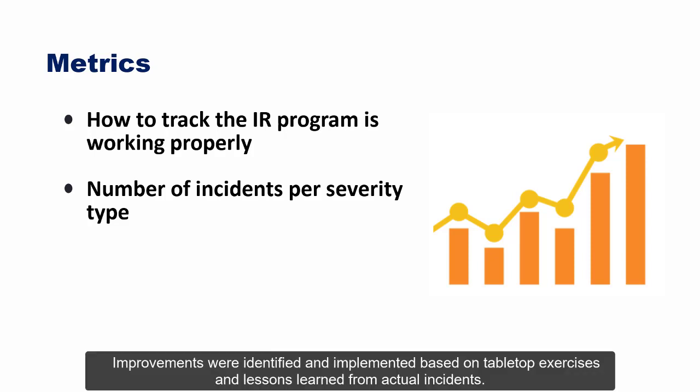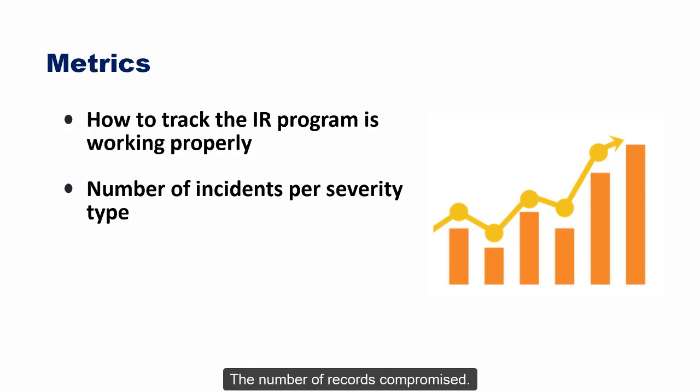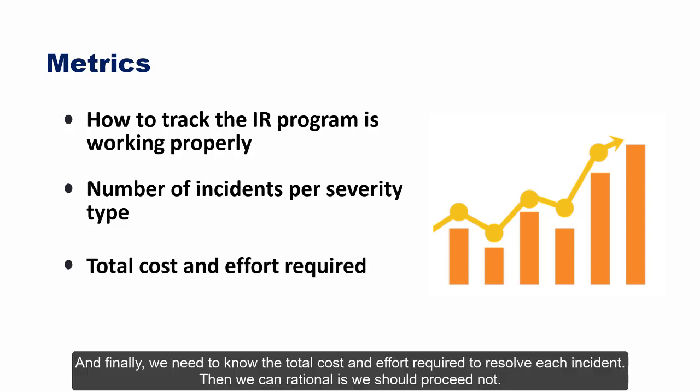to be met. Improvements were identified and implemented based on tabletop exercises and lessons learned from actual incidents. Number or percentage of employees receiving security awareness training, as well as any correlation between this and the number of incidents. The number of records compromised. The number of external people affected and notified. And finally, we need to know the total cost and effort required to resolve each incident. Then we can rationalize whether we should proceed or not.